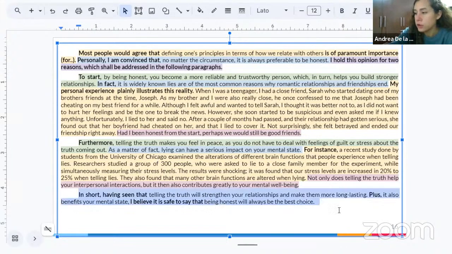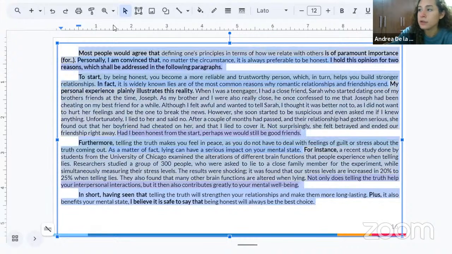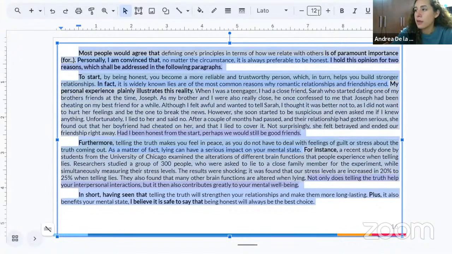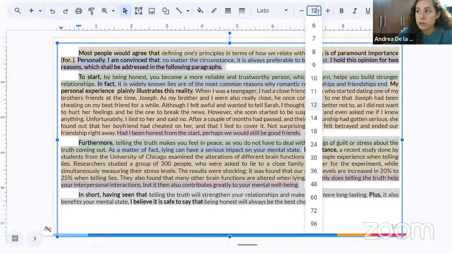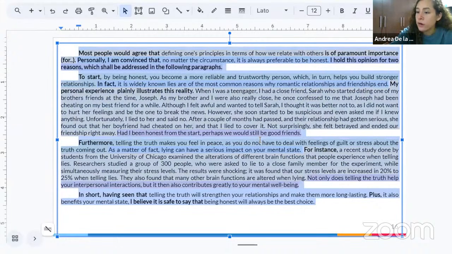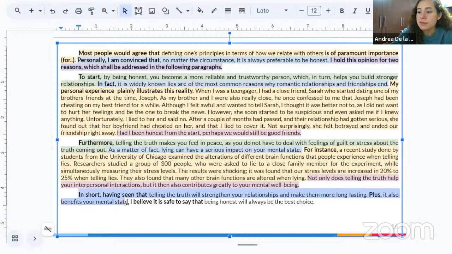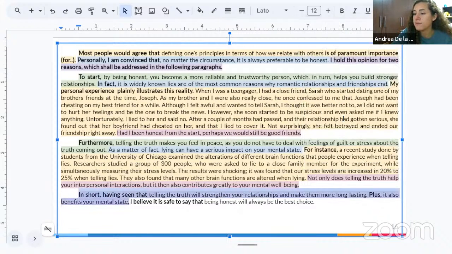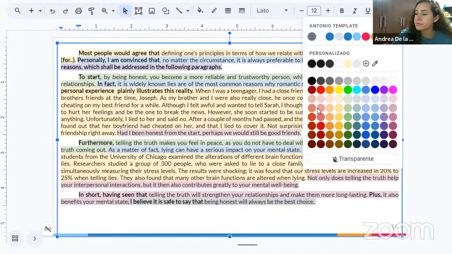As you can see, it's pretty short. It can be 1 or 2 sentences. Does not have to be longer than that. But the important thing is that I am doing what we said, right? I am summarizing everything that I said so far. I'm summarizing the 2 reasons, having seen that telling the truth will strengthen your relationships, make them more long-lasting. Plus, it also benefits your mental state. I believe it's safe to say that being honest will always be the best choice. So we have the 2 reasons first, and finally we have our opinion, our answer, right?